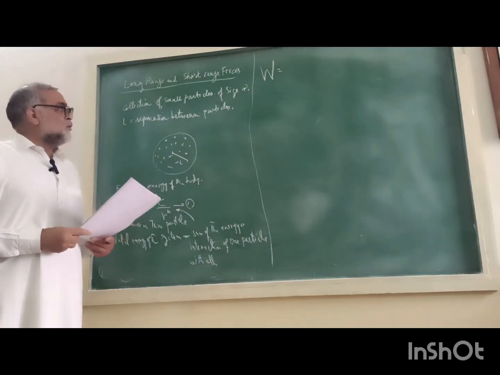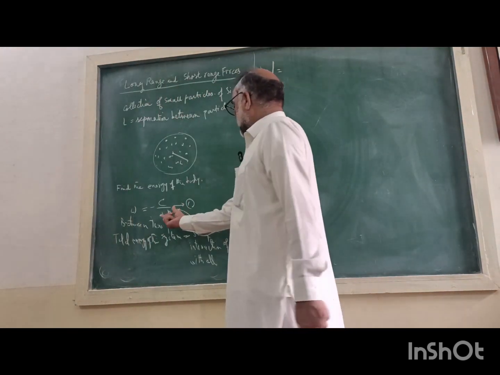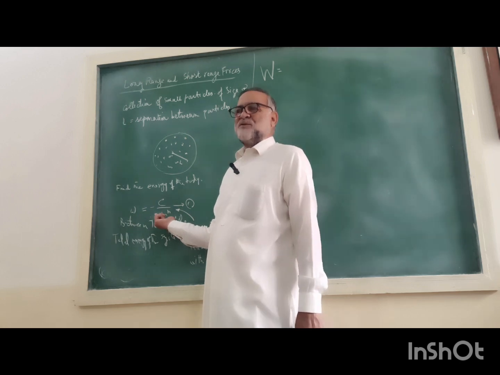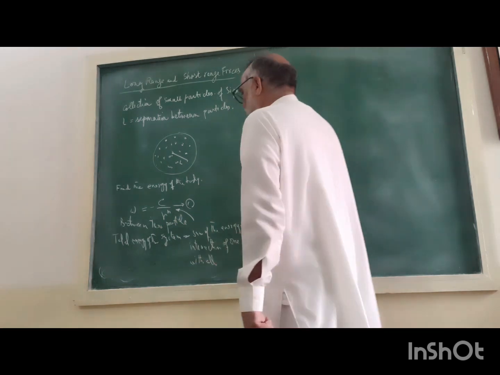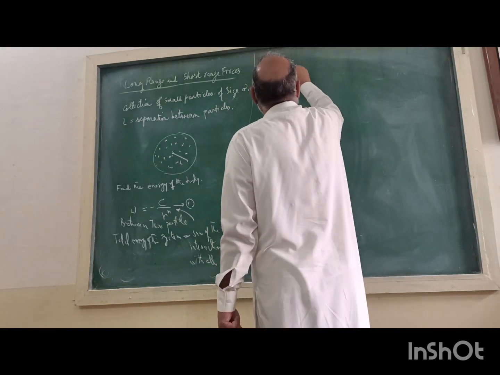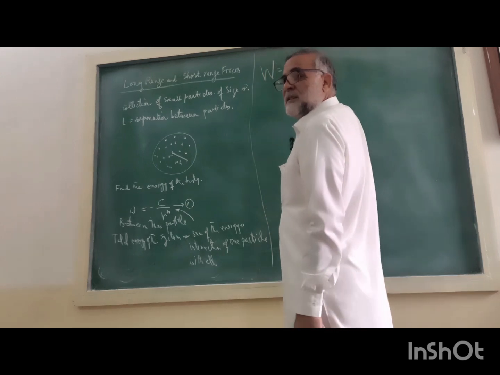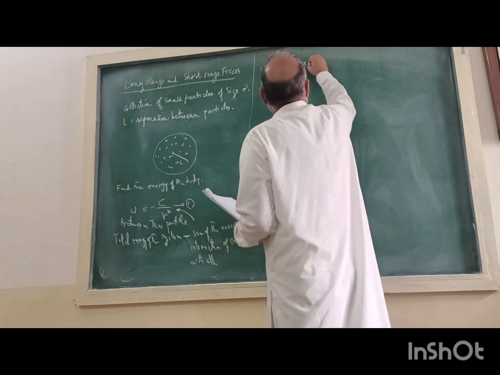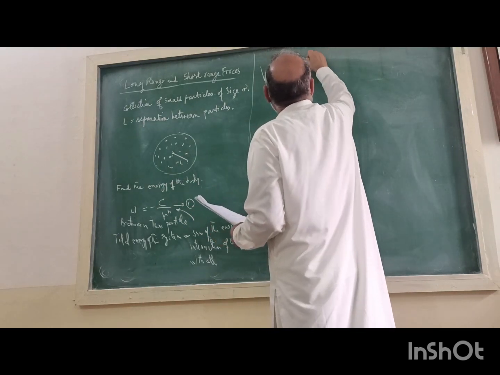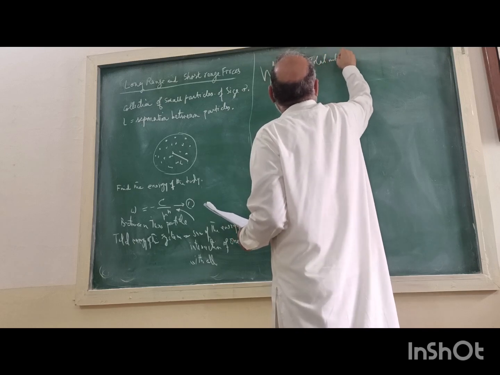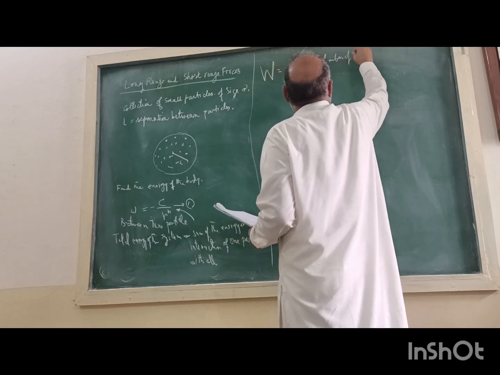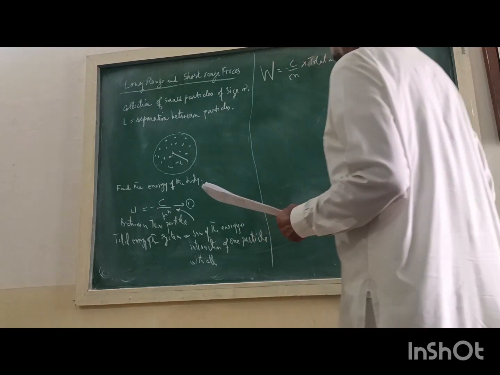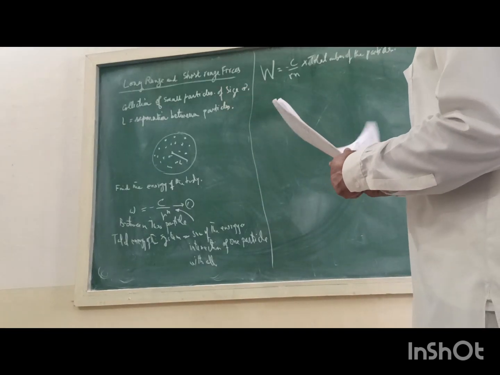Then it will be equal to, this is the energy between any two particles, and if there are n particles, we multiply this with that. So it will be like minus C over r to the power n, multiplied by the total number of the particles, right?